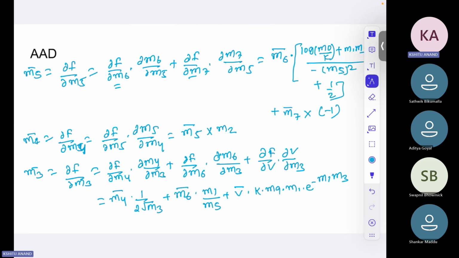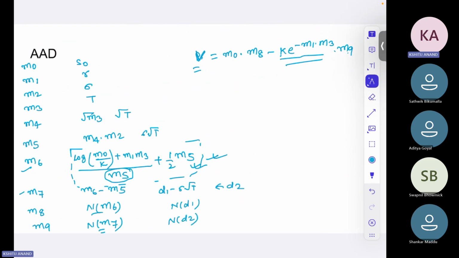So what is M3 bar? So basically your M3 bar will be theta, M2 bar will be sigma, M1 bar will be R, and M0 bar will be S. So in one iteration, you have found out all the Greeks that you require.